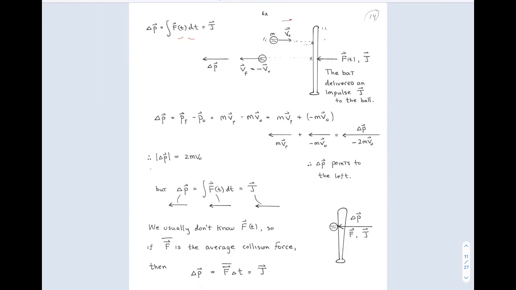All right, so we would say that the force exerted by the bat on the ball is to the left. So in the chapter, they would say the bat gave an impulse to the ball, or the bat delivered an impulse J to the ball.